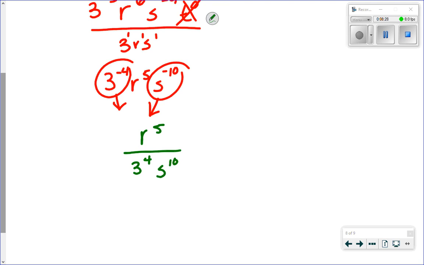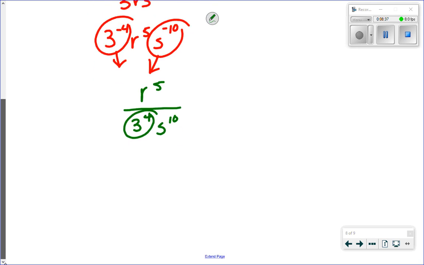Okay, but remember, 3 to the 4th, that can be put in your calculator. So you want to do 3 to the 4th power, and that's going to be 81. So my final answer is going to be r to the 5th over 81 s to the 10th.